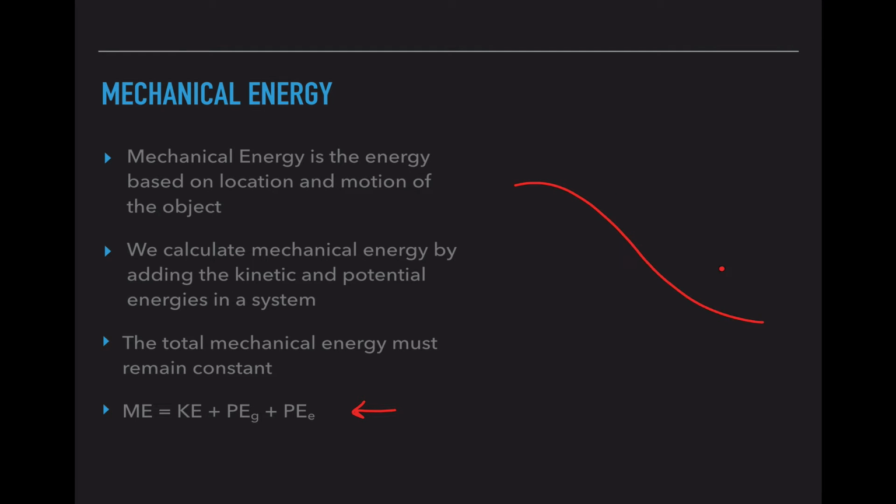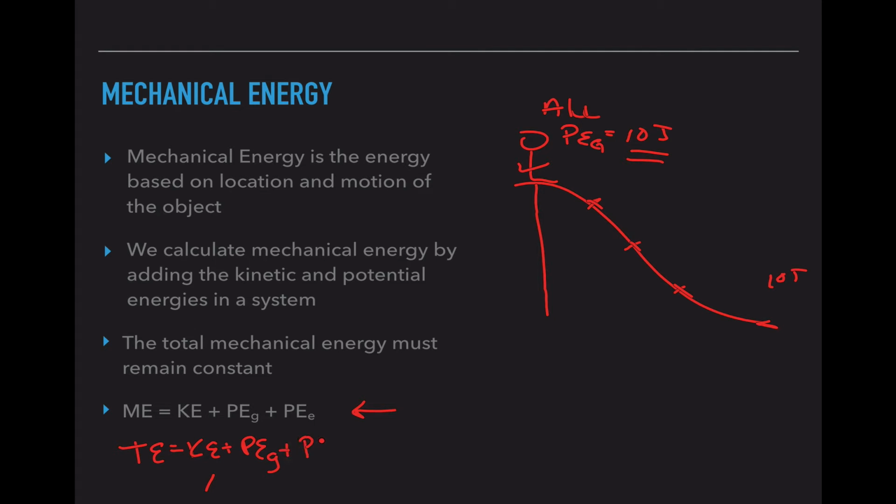So for example, if we have a little girl going down a slide, at the very top of the slide, she has all PEg. And if she has 10 joules of PEg at the top, she must have 10 joules of some type of energy at the bottom. So it doesn't matter where on the slide she is, we can take her kinetic energy, her energy due to gravity, and her elastic energy, if applicable, and add them up, and they're always going to equal the total of 10.